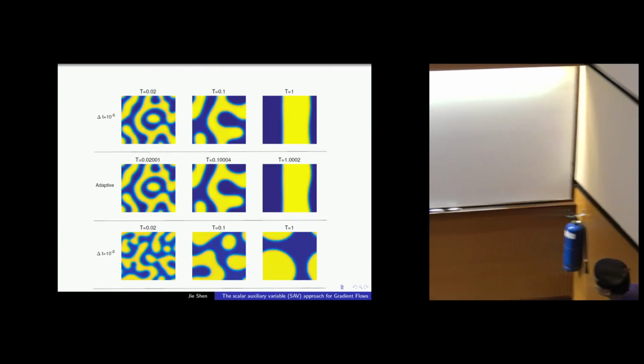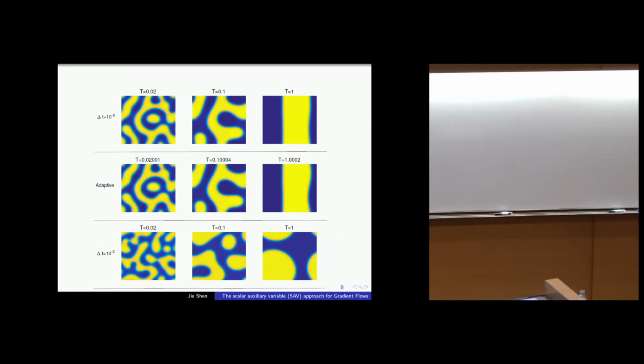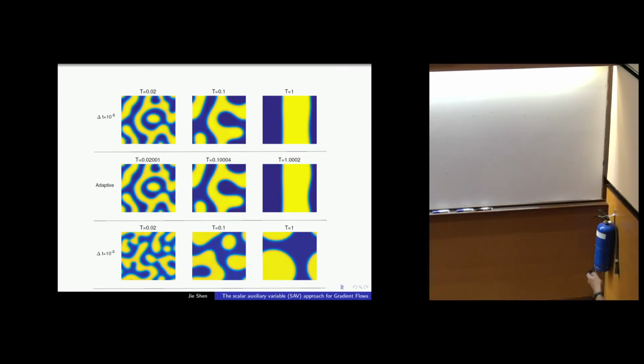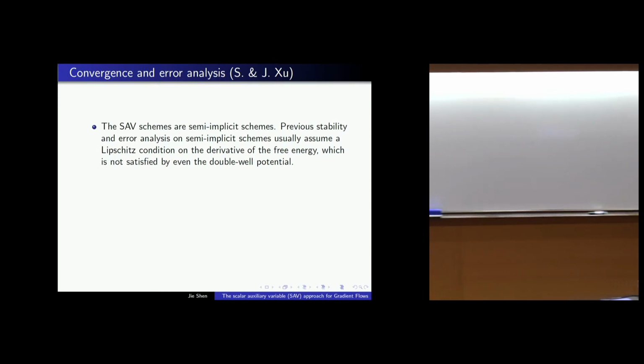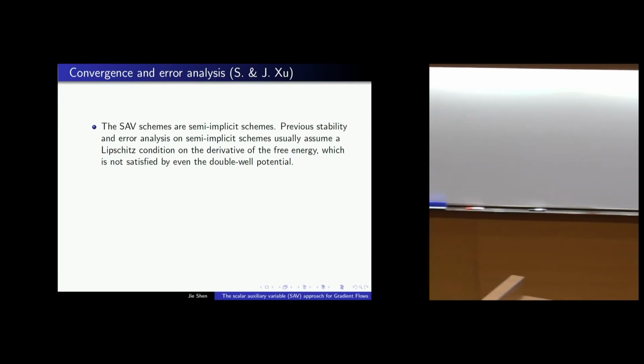I'm not going to talk about it. This is just, you use adaptive and the small time step, you get good results. If you use a larger time step, then your results are not accurate. Okay, so I will mention a little bit about the convergence and the error analysis.